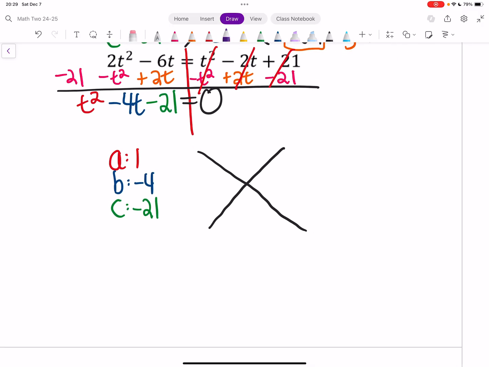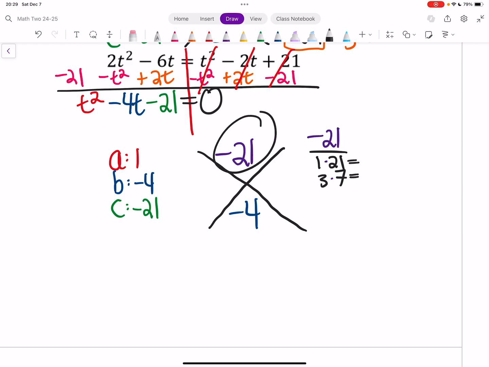A multiplied by C is negative 21, and then B remains in the bottom. Next, we write negative 21 off to the side, and then list all the possible factor pairs of 21, which is just 1 and 21, and then 3 and 7 according to the chart.